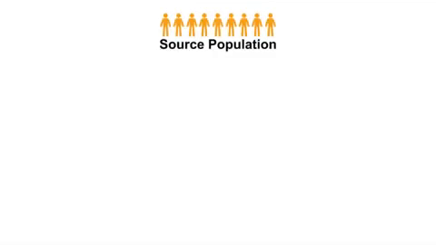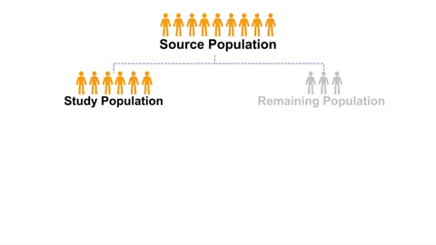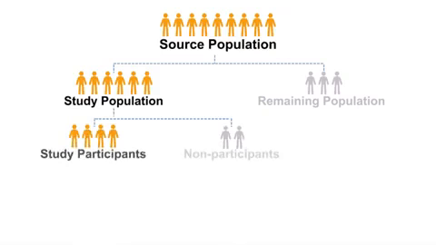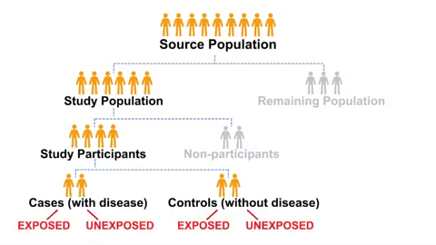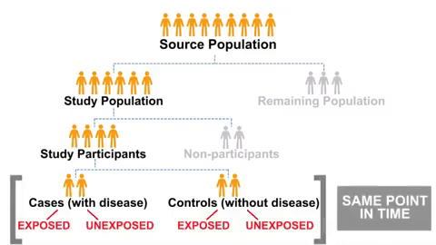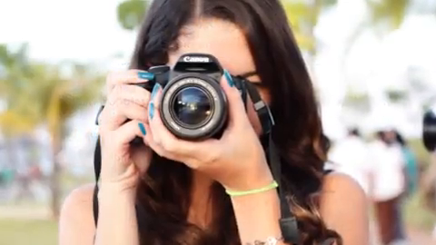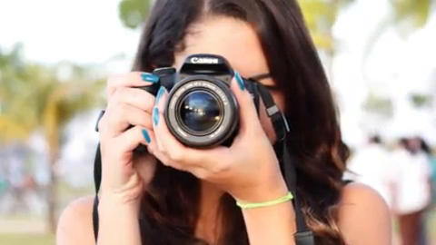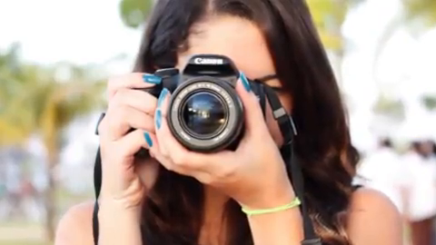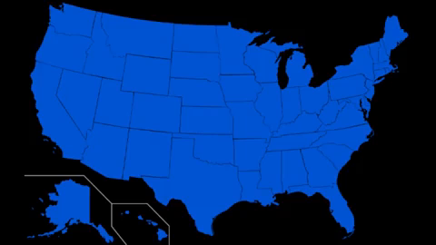Here's another diagram of the cross-sectional study design. You start with defining your source population or population base. Then you define your study population. And next, you sample study participants from that study population. Among the study participants, you assess both exposure and disease or health outcome status at the same point in time. An easy way to think of a cross-sectional study design is as a snapshot of an exposure and or health outcome at one point in time. Here's an example. Among all individuals living in the United States, what is the prevalence of type 1 diabetes?